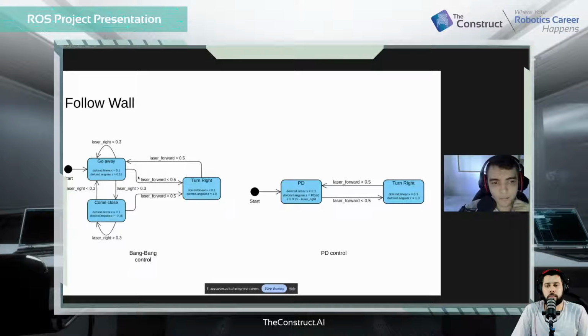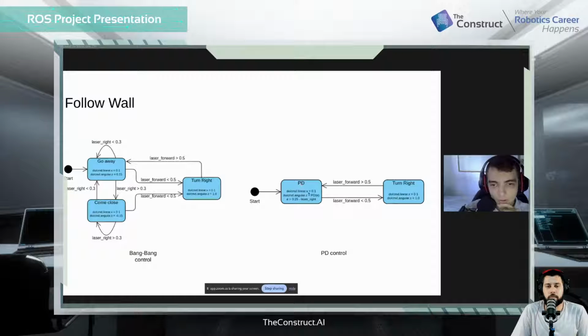But the result is not as good as a PID controller, so I tried to implement a PID. I ended up implementing a PD controller because of the second behavior, the turn right. It would accumulate error in the integrator, so I would need to develop some kind of anti-windup system, and it would make things more complicated. It's possible, but still, the PD is good enough.